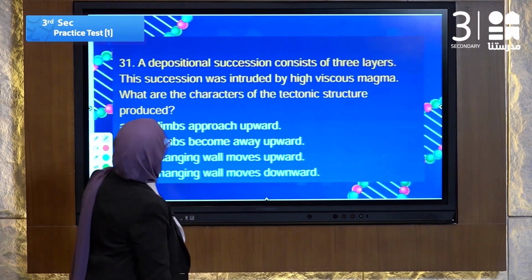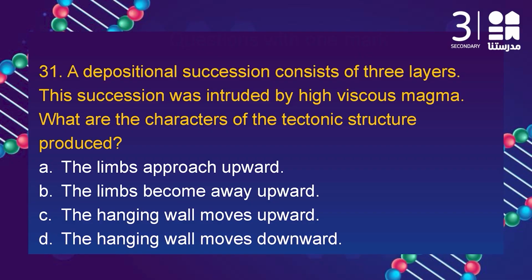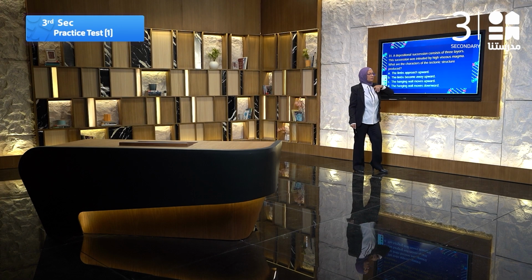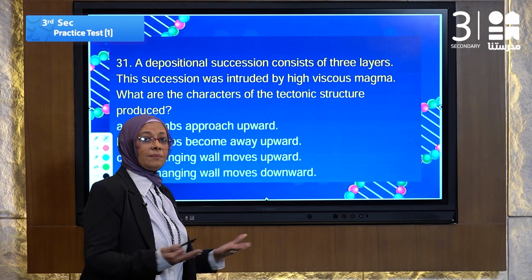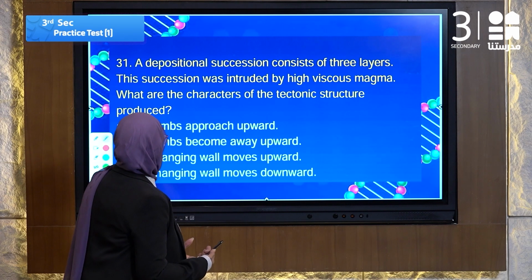Let's go to 31. 31 is a depositional succession consisting of 3 layers. This succession was introduced by high viscous magma. Magma again? Yes, volcano again. What are the characteristics of the tectonic structure produced? Here, he will speak about the tectonic structure. What are the tectonic structures? Tectonic structure as a plate, maybe the plates differ in their forms.